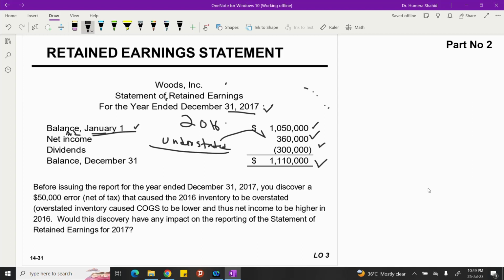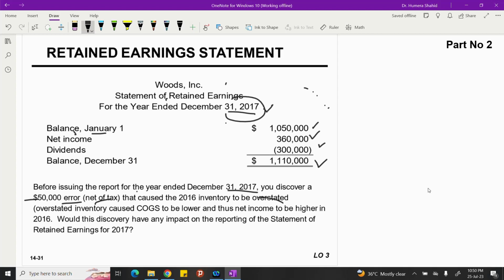You will put that understated net income over here. Okay. So let's read this scenario, which is telling us an error from the previous year, and let's try to rectify it. Before issuing the reports for the year ended December 31st, 2017, you discover a $50,000 error net of taxes. It was an error of 50,000 that caused 2016 inventory to be overstated.